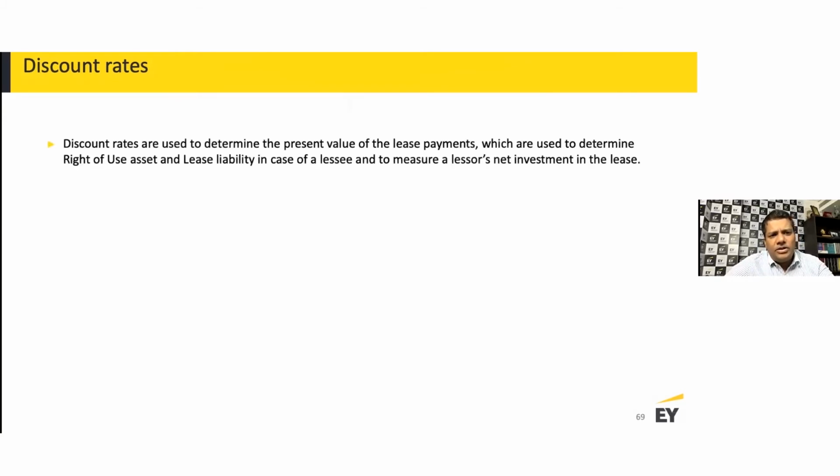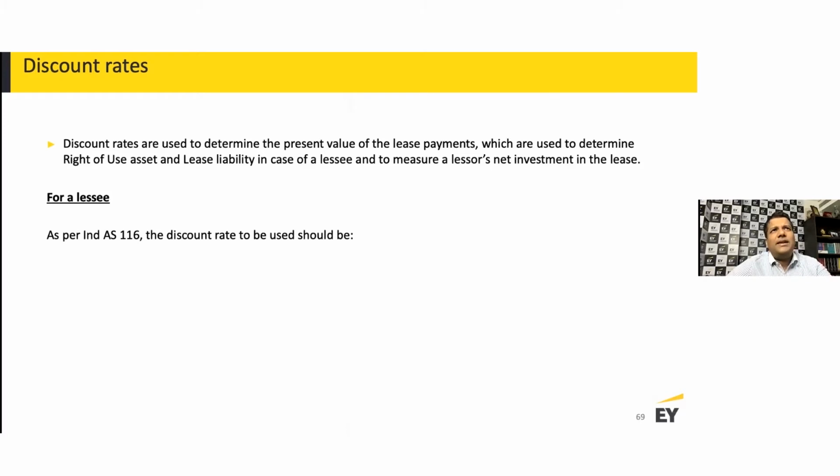Discount rates are used to determine the present value of lease payments, which are used to determine right of use asset and lease liability in case of lessee, and to measure lessor net investment in the lease, right? If it's a case of a finance lease from a lessor perspective, okay? So what we're trying to say here, you're going to determine the discount rate, and then you're going to apply that discount rate to your lease payments to determine your right of use asset and present value of lease liability. So from a lessee perspective, the discount rate to be used should be, right?